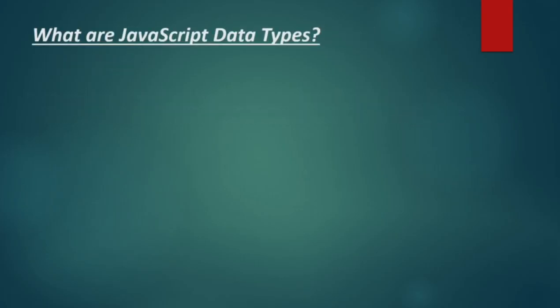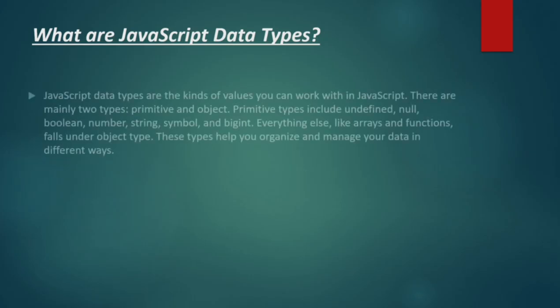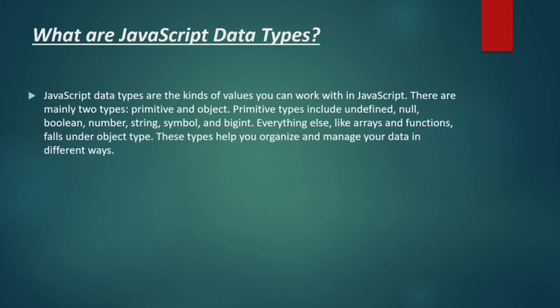Our next question is, what are JavaScript data types? JavaScript data types are the kind of values that we can work with in JavaScript. There are mainly two types, primitives and objects. Primitive types include undefined, null, booleans, numbers, strings, symbols, and BigInt, and everything else like arrays and functions falls under the object type. So these types help us to organize and manage our data in different ways. So let's move to the next question.